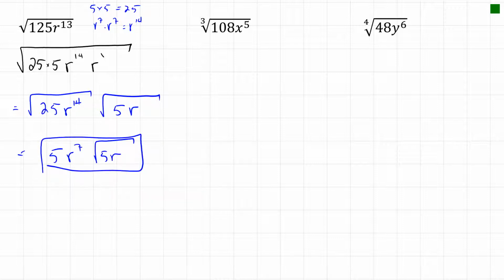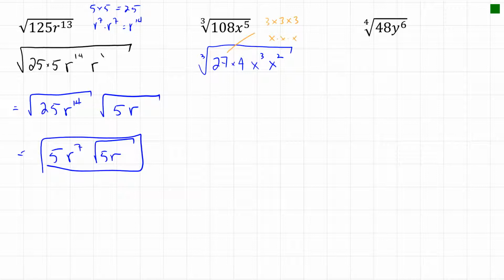Here we're looking for perfect cubes, so 108 divided by 27 is 4. So the cube root of 27 times 4, and x cubed times x squared. Now why those two numbers? Because 27 is 3 times 3 times 3, so it's a perfect cube, and x cubed is x times x times x.